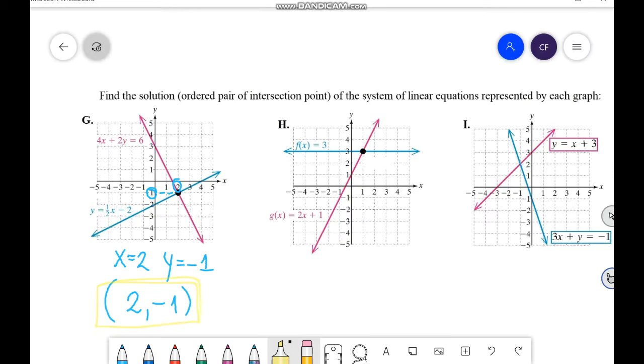That's what you're going to do with the next questions, H, I, and J. Just find the coordinates of the solution. And the solution is the intersection point.